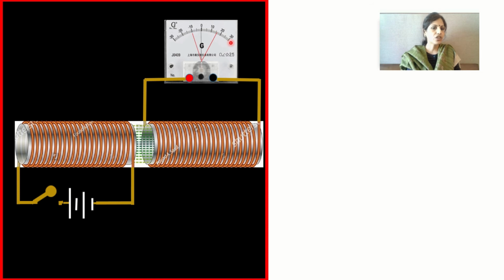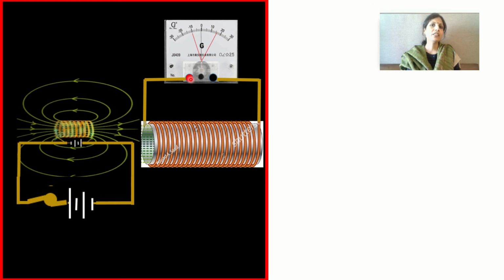So every time I am tapping the key, you will observe that there is a change in the deflection in the galvanometer, because when I close the circuit of the first coil, current started flowing through that and it produces a magnetic field around it. The moment I take the tap key up, that means the magnetic field is disturbed. Again I will tap the key, again the magnetic field is produced.